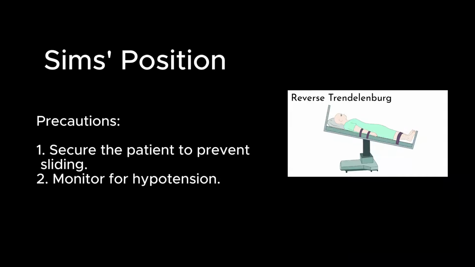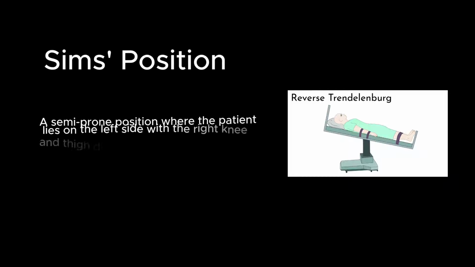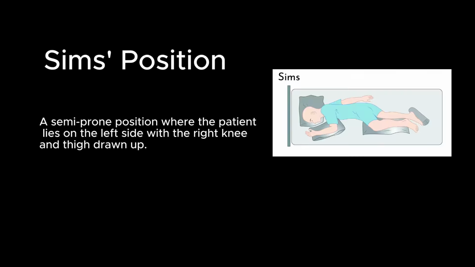So the next position we'll talk about is the Sims position. What is Sims position? It is referred to as semi-prone position. Remember, we say prone is when you lie facing down with the stomach. So a semi-prone position is where the patient lies on the left side with the right knee and thigh drawn up.